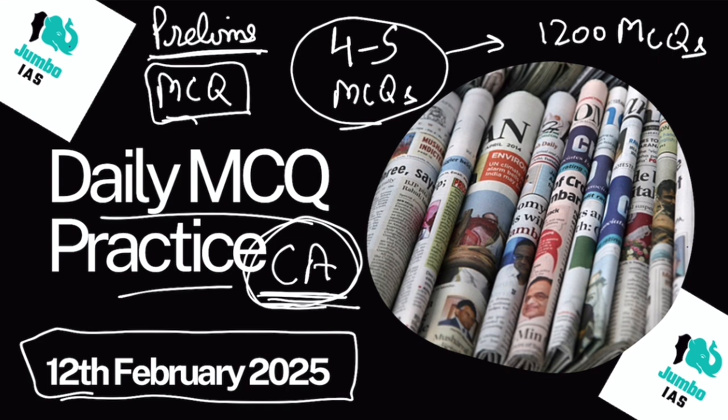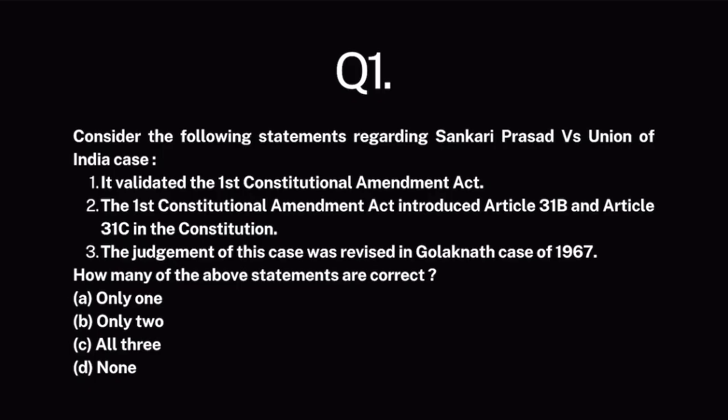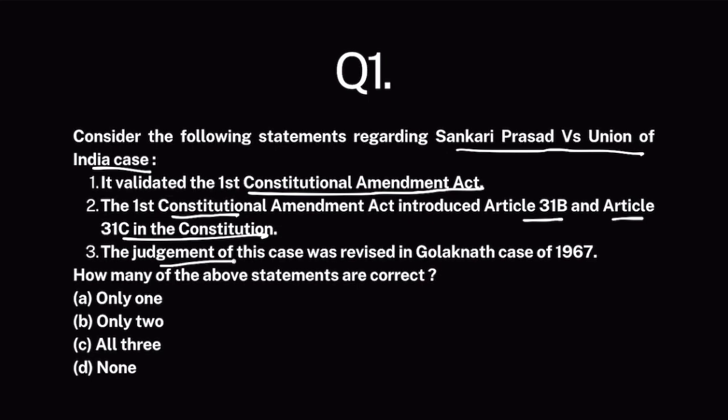Okay? Alright. So let's begin today's discussion starting with question number 1. Consider the following statements regarding Shankari Prasad versus Union of India case. It validated the first Constitutional Amendment Act. The first Constitutional Amendment Act introduced Article 31B and Article 31C in the Constitution. The judgment of this case was revised in Golaknath case of 1967.